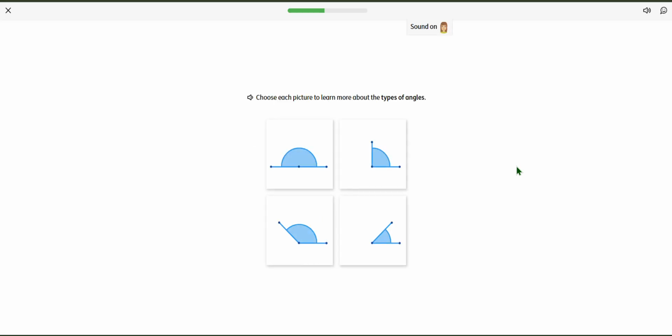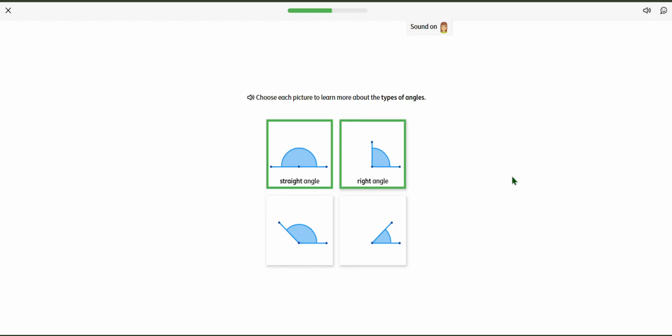Choose each picture to learn more about the types of angles. Let's start with this one. This is a straight angle. A straight angle forms an ongoing line. This is a right angle. Right angles are formed when the two meeting line segments are perpendicular. Perpendicular, and you could draw a box to show that it's a 90-degree angle.